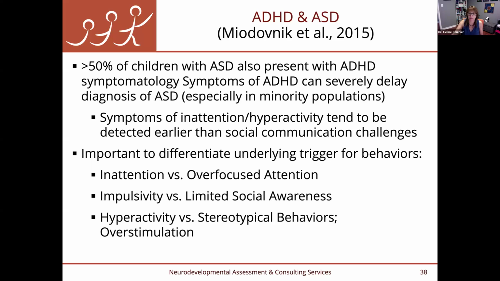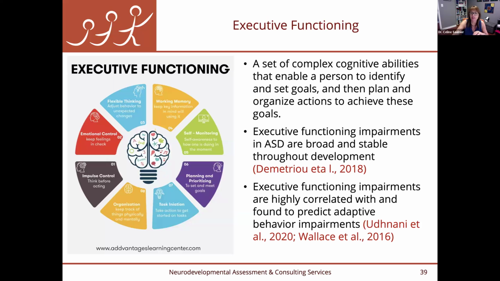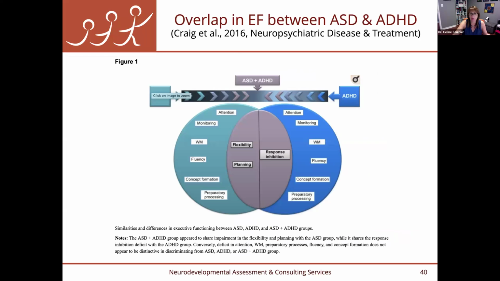And then hyperactivity. Individuals with ADHD can jump and flap their hands. They can have stereotypical motor mannerisms, just like you see in autism. And then there are executive functioning impairments that overlap. Executive functioning impairments are very frequent in ADHD and very frequent in autism.